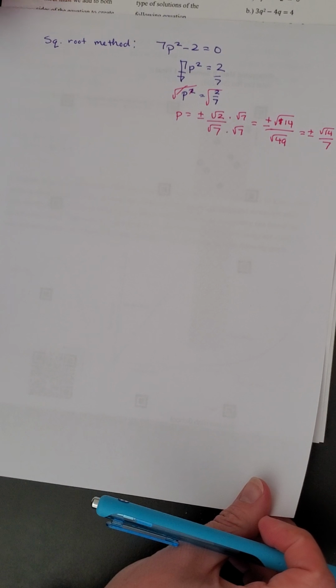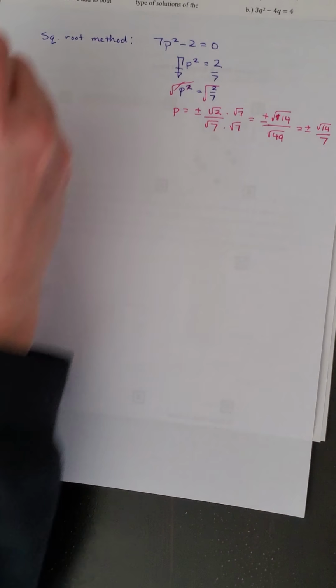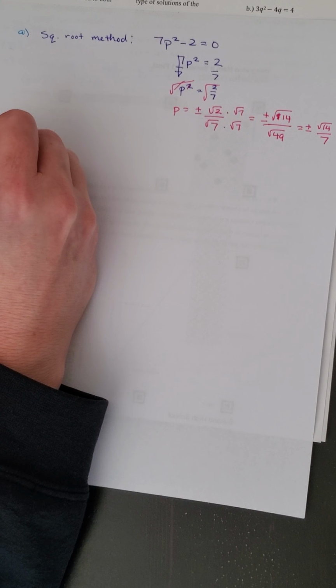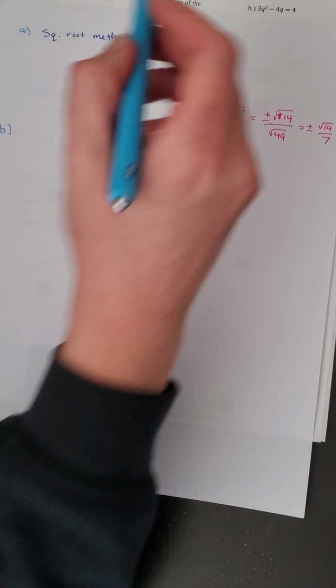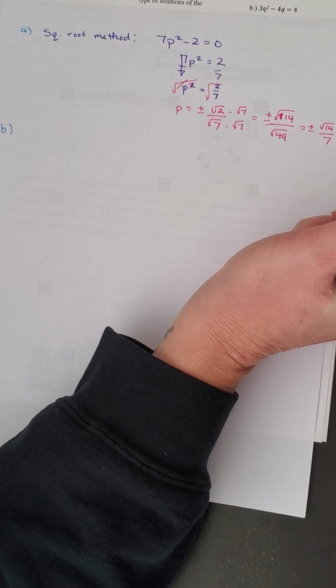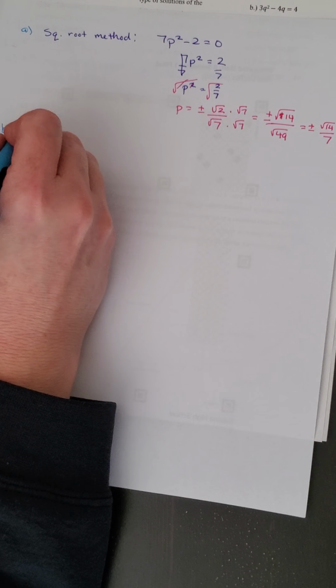Number 3b, so this was A. Here's B. This one, I would not want to use the square root method. So, and I don't want to use completing the square because A is not 1. So I think I'll try factoring.